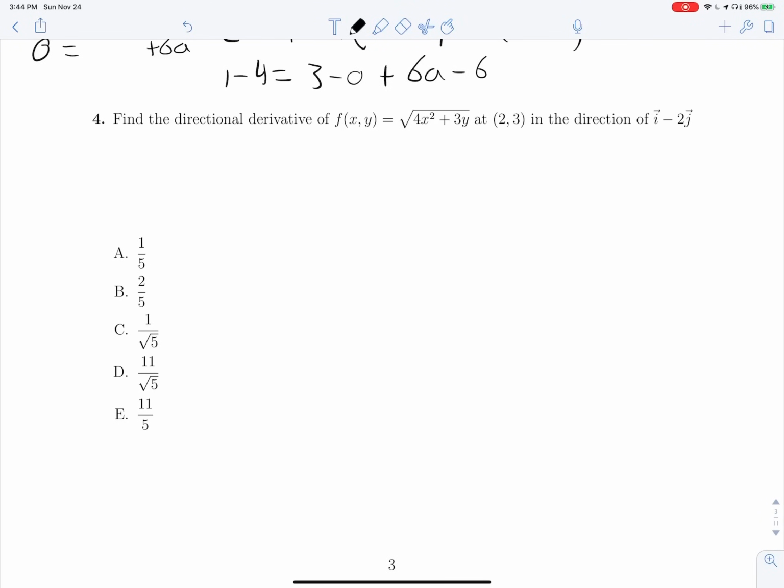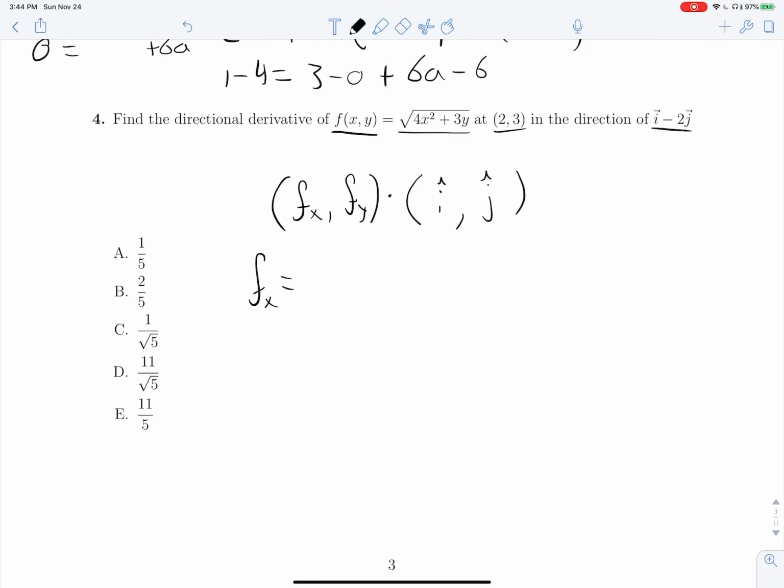Okay, let's find the directional derivative of f of x comma y, where that is root 4x squared plus 3y at 3, 2 in this direction. So we know that our directional derivative is going to be the gradient vector, so fx comma fy dotted with the unit vector of the direction that we are pointing in. So that's going to be i hat, j hat in this case. So we can solve for all of these and get our answer pretty quickly.